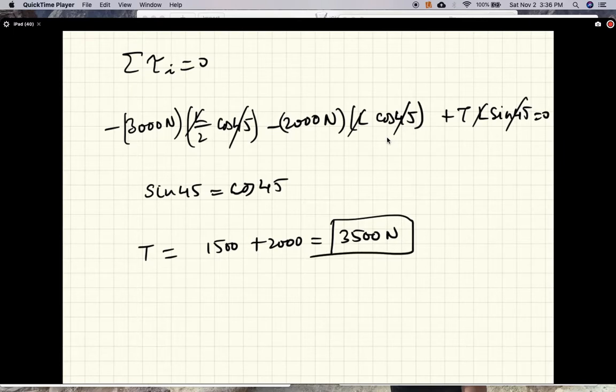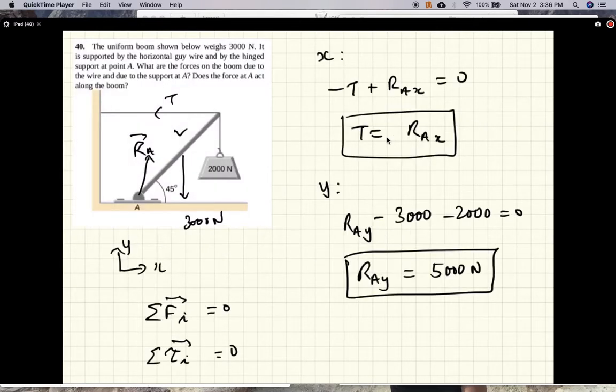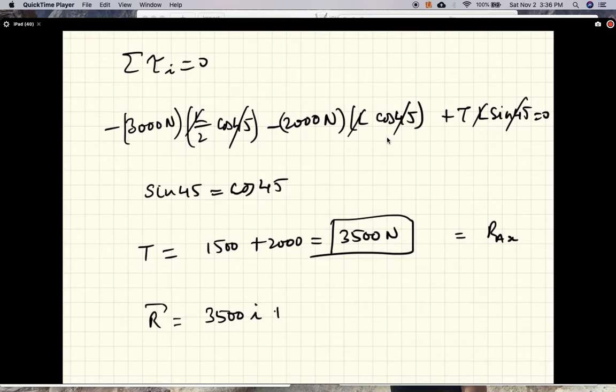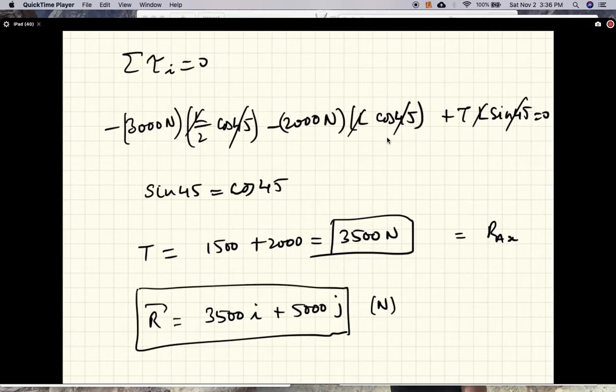Now that we have the tension, we have Rax as well, and that's equal to the tension. So the reaction force x component is 3500 newtons and y is 5000 newtons. So we have found the reaction force that the hinge exerts on the boom, and we also have the tension, which is 3500 newtons. All right, so that solves that problem.